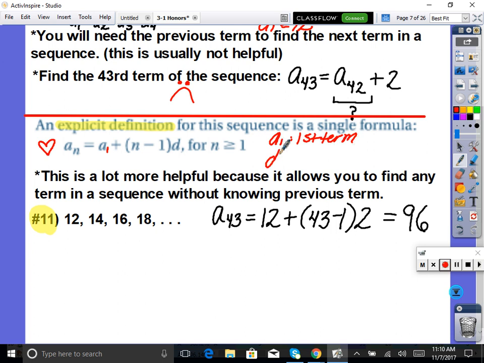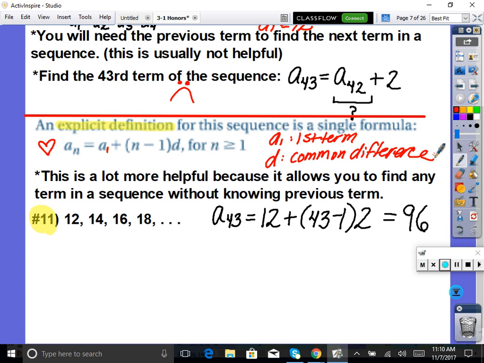D is the common difference. And n is what we're looking at. So n, like if I said 43, that would be a sub 43. The 43rd term, we'd plug in 43 right here. Does everybody see? And this allows us to find any term in a sequence. So this is a lot more helpful.